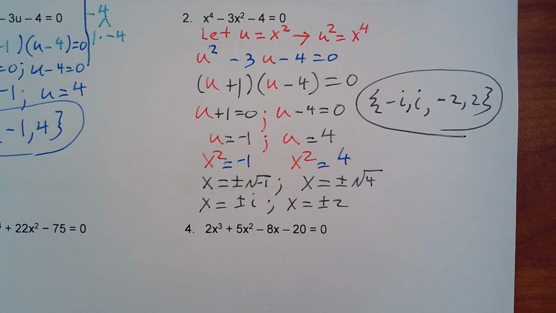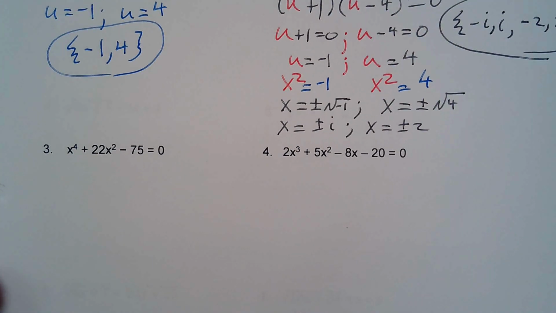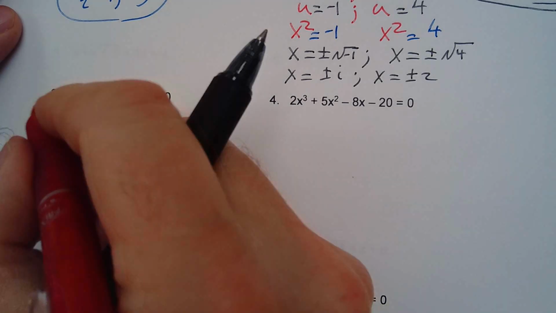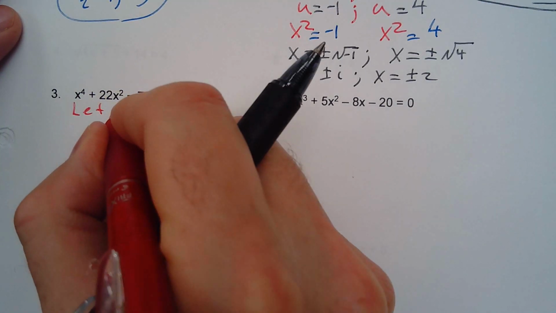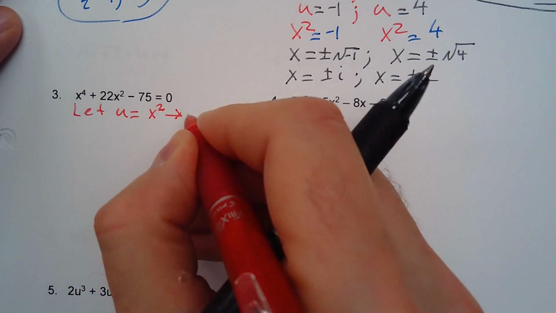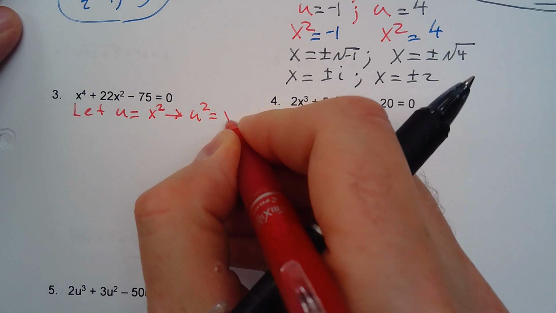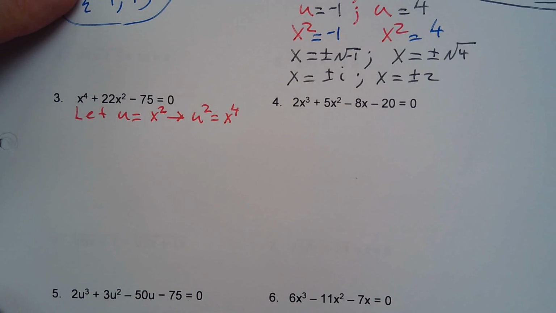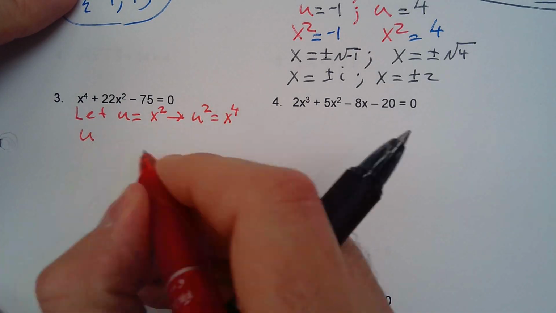Let's do another example. So here we've got x to the fourth plus 22x squared minus 75 equals 0. So again, I want to do a substitution. I'm going to let u equal x squared. And that means that u squared is x to the fourth. So now I'm going to write this in terms of u.